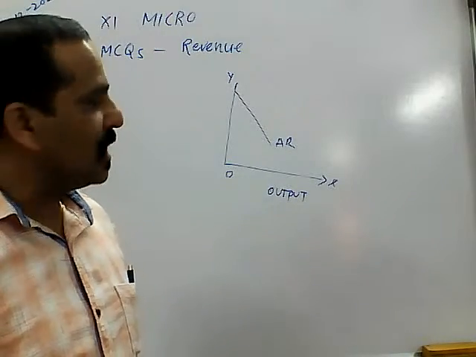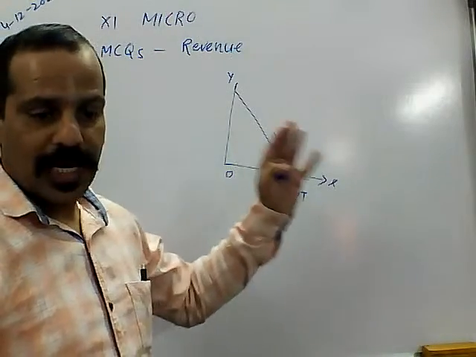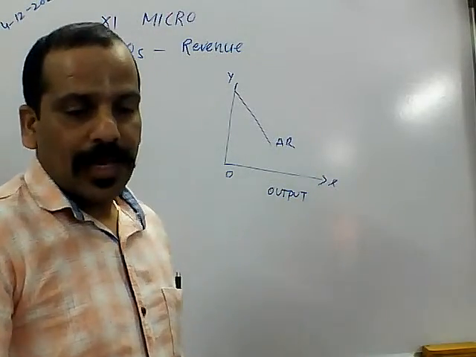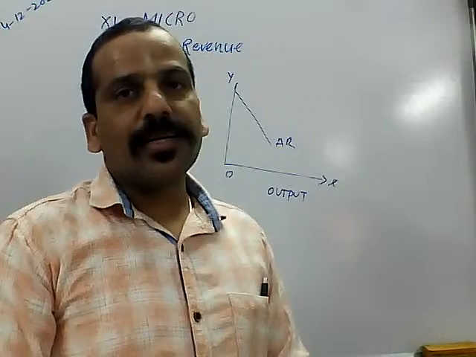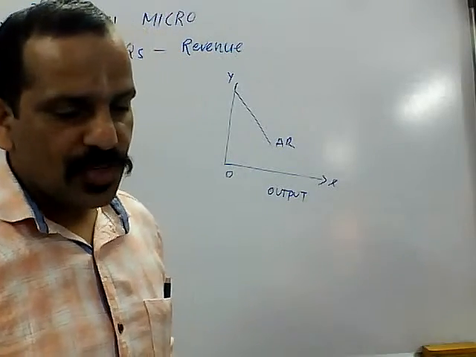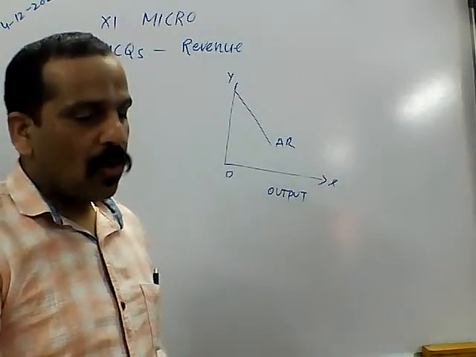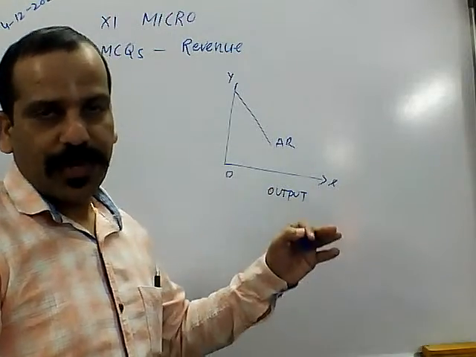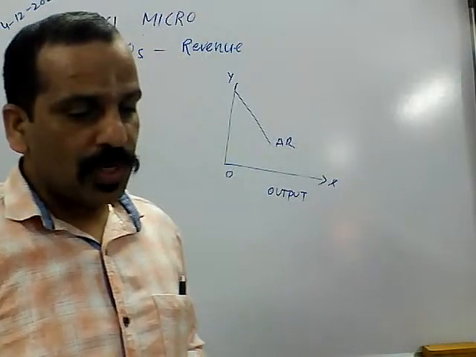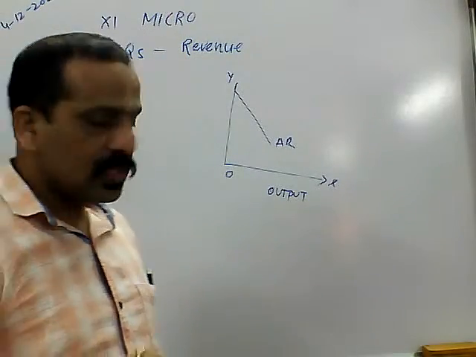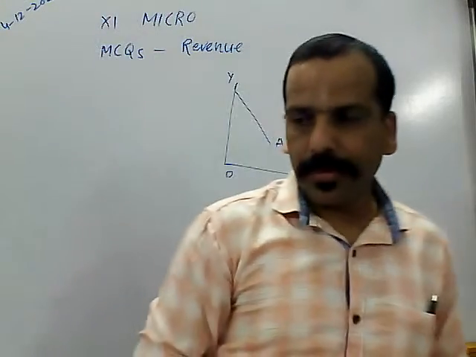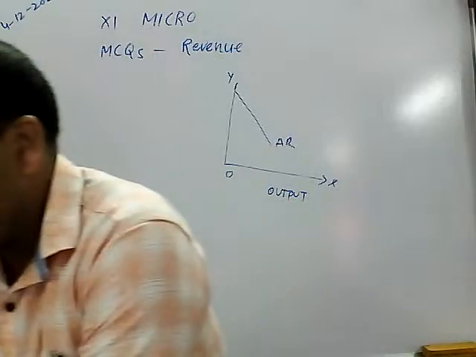Second, price initially rises at an increasing rate, then at a diminishing rate. Third option, price remains the same at all levels of output. None of these is the fourth option. So which option is correct? Beta, please let me know.